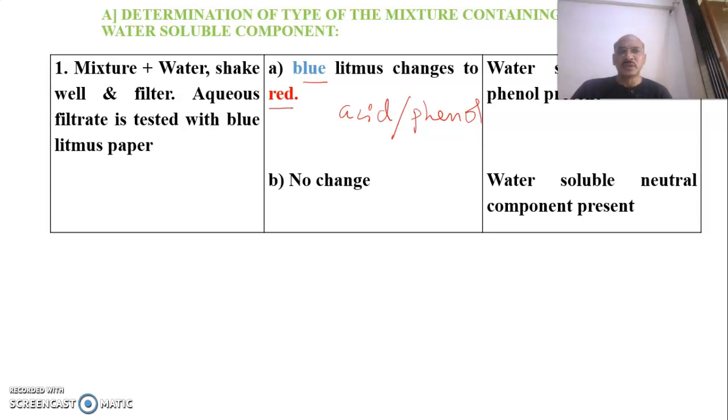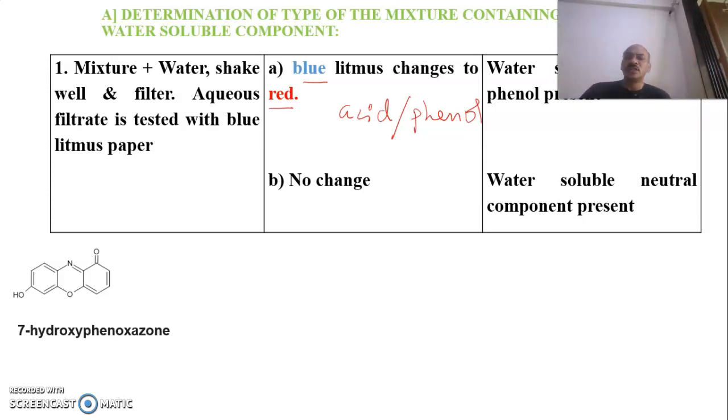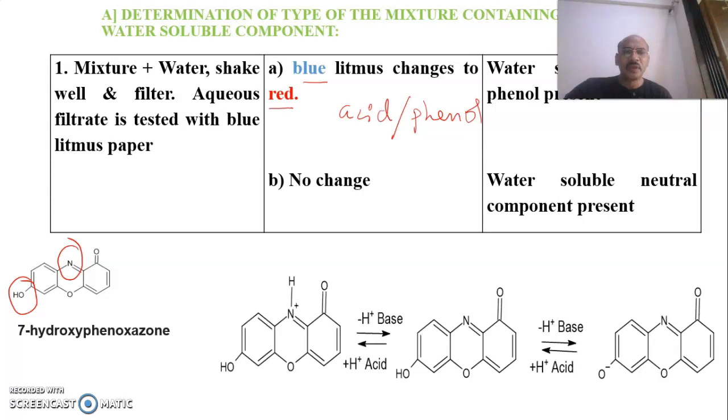Have a little idea about the chemistry of litmus paper. Litmus paper's constituent is a dye obtained from lichen. Its name is 7-hydroxyphenoxazone. The structure is given here. This is the acidic site of the molecule, the phenolic site. This is the basic site of the molecule. What is the chemistry in acidic medium and basic medium?